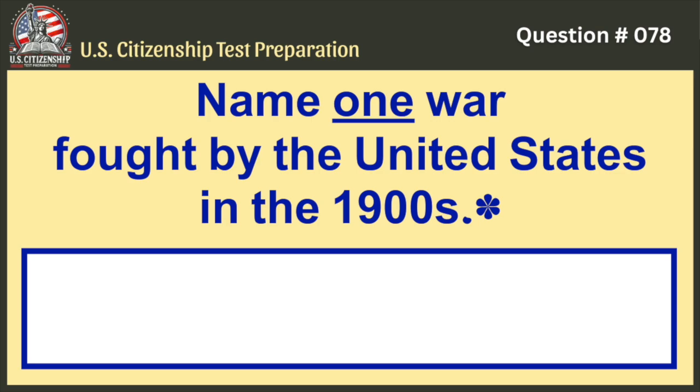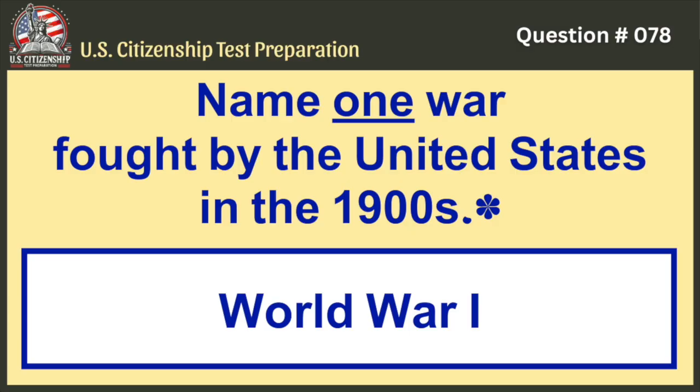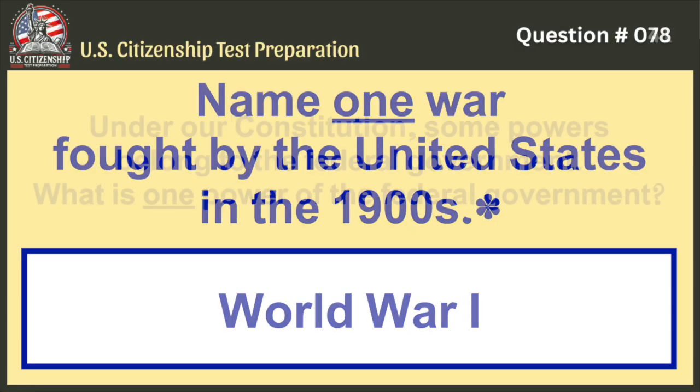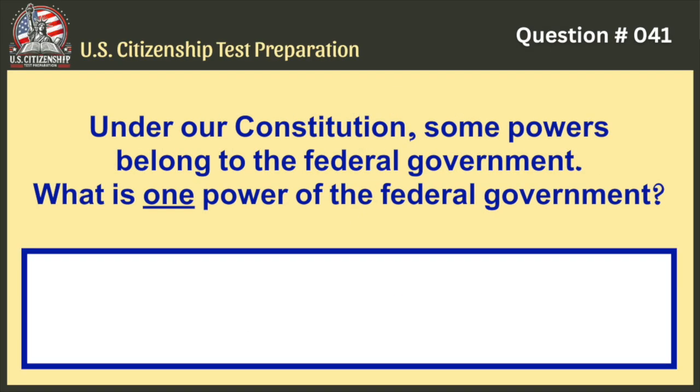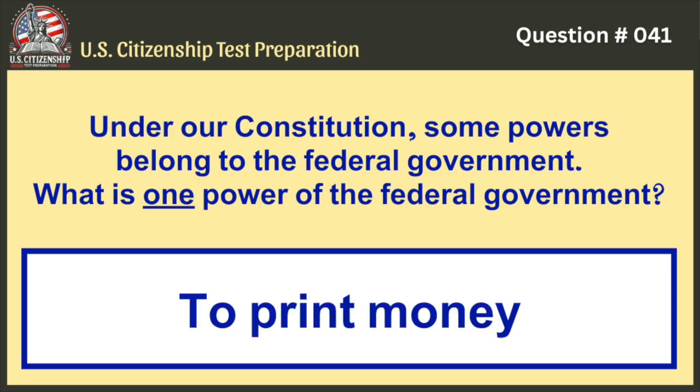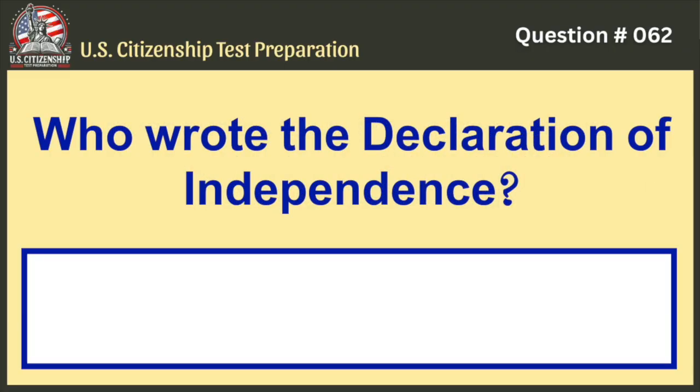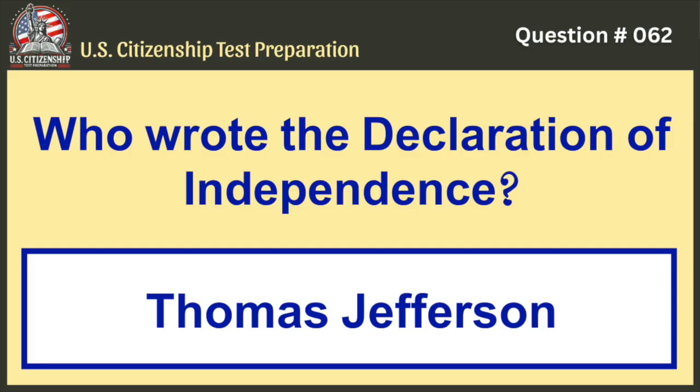Name one war fought by the United States in the 1900s. World War I. Under our Constitution, some powers belong to the federal government. What is one power of the federal government? To print money. Who wrote the Declaration of Independence? Thomas Jefferson.